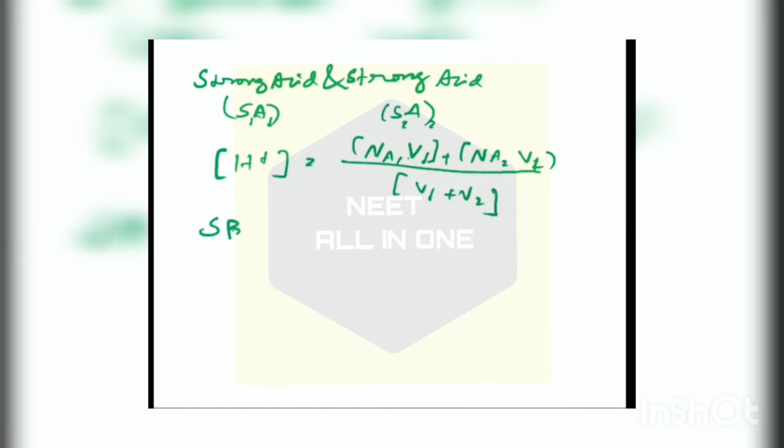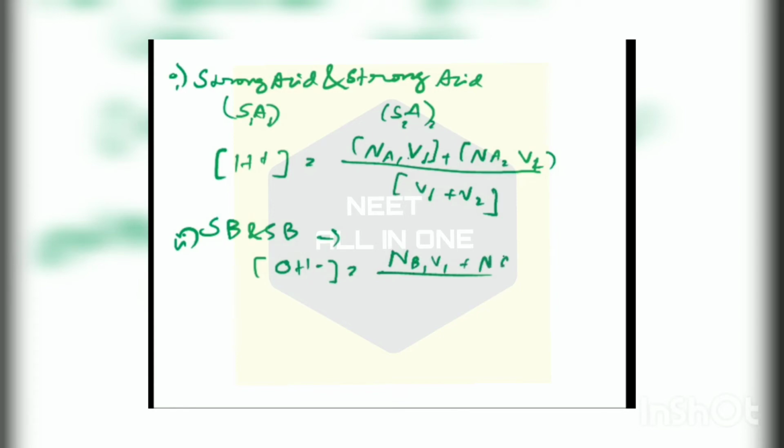So in case of strong base and strong base, that is the second case, the value of the total OH minus comes like this: Nb1 V1 plus Nb2 V2, by V1 plus V2.